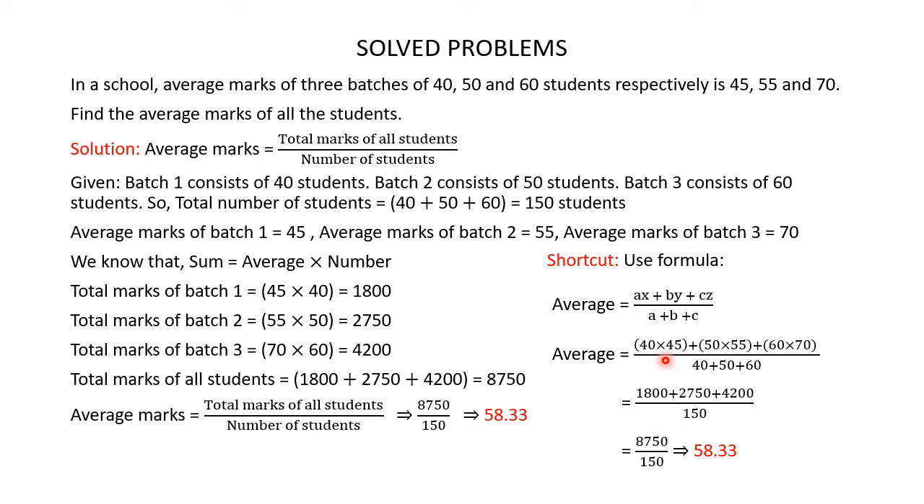Now 40 multiplied by 45 is 1800. 50 multiplied by 55 is 2750. 60 multiplied by 70 is 4200. And 40 plus 50 plus 60 is 150. So now you get 1800 plus 2750 plus 4200 divided by 150. On solving this, you will get 8750 divided by 150, which is nothing but 58.33. So the average marks of all the students is 58.33.